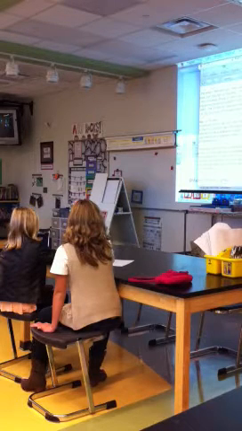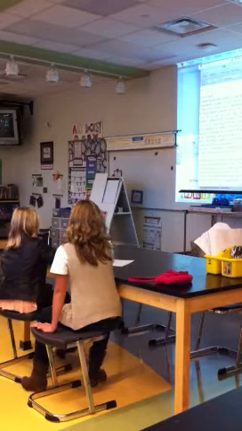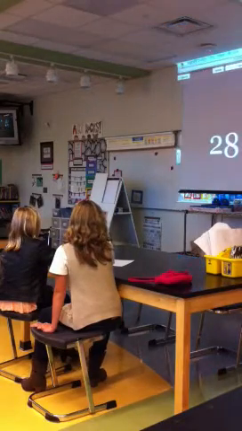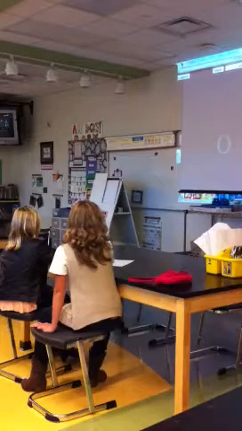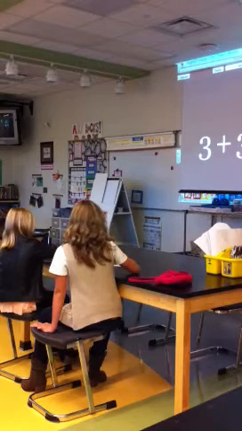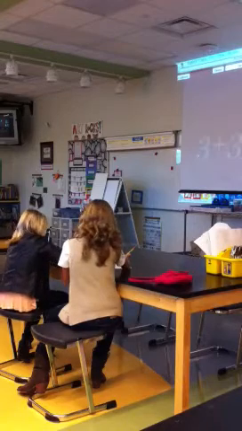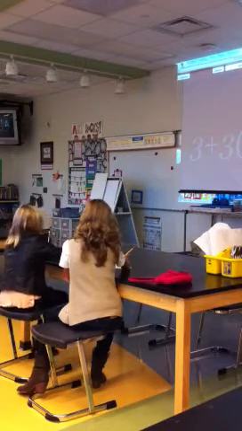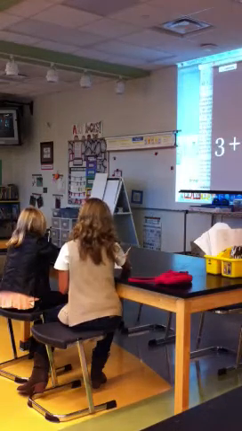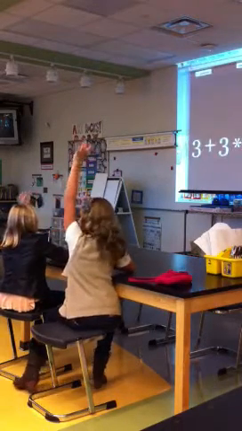All right. We are going to try one more together as a class. Make sure you're writing this down in your notes so you have it to refer to later. What would be the first step that I would take in solving this problem? Who can tell me what I would do first?